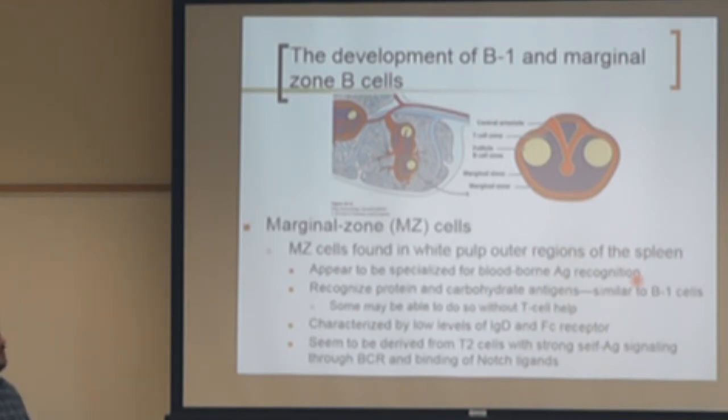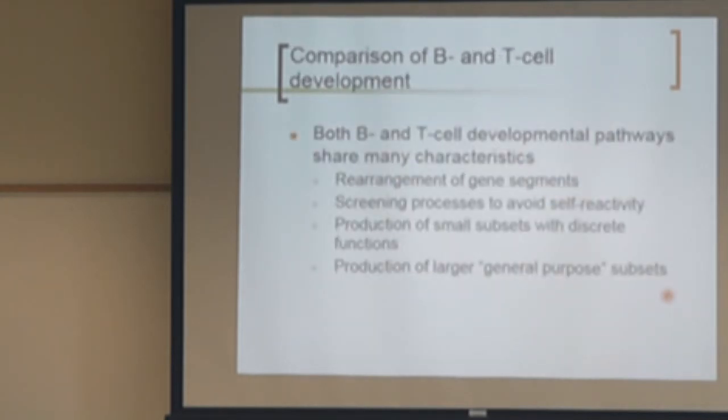Any pathogenic antigen, or antigen in general, that's in the blood. Then again, comparing B cell and T cell is important to know. They both have rearrangement of gene segments. They both have screening to avoid self-reactivity.